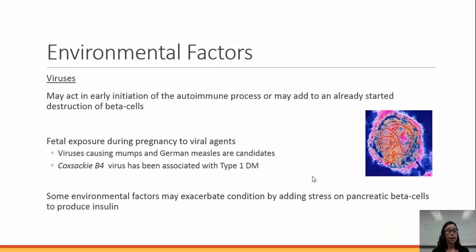Viral exposure to certain viruses has also been implicated in initiation of type 1 diabetes. Stress from a virus may either initiate this autoimmune response to beta cells, or exacerbate an already started destruction of the beta cells. Some viruses implicated in type 1 include German measles and mumps, and, I don't know how to say this, Coxsackie B4 virus. Some other environmental factors may just exacerbate a condition by simply adding stress to the pancreatic beta cells.